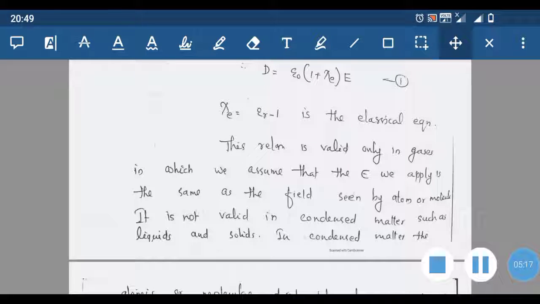Now, in the actual situation, this relation is valid only in gases, in which we assume that the electric field we apply is the same as the field seen by the atoms or molecules. So when a field is applied to a particular substance, the field which we have applied will not by itself be felt by the substance. In gases it will be almost equal, but in solids and liquids it is not valid.